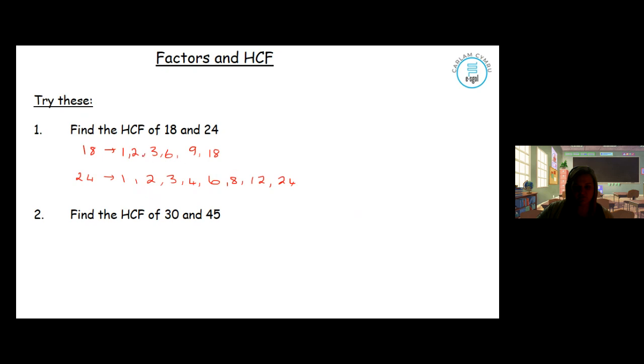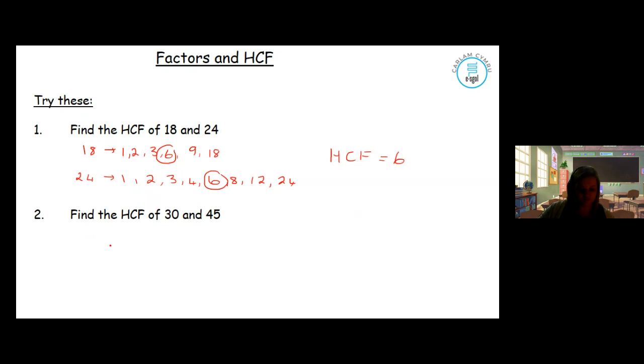So you look through your lists, and like I said, it's much easier if these are all in order, you can actually go from the right-hand side, which is sometimes better because you can work backwards until you find a number that's in both lists. And I can see here that 6 is my highest common factor. Even though 1, 2 and 3 are common factors, I have to have the highest one, which was 6.